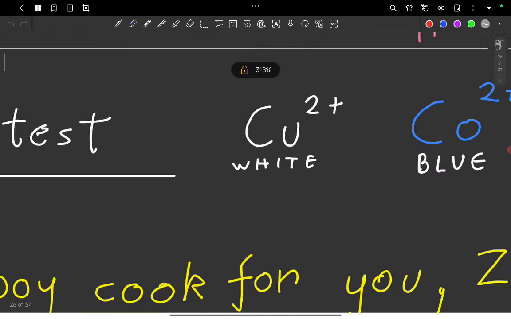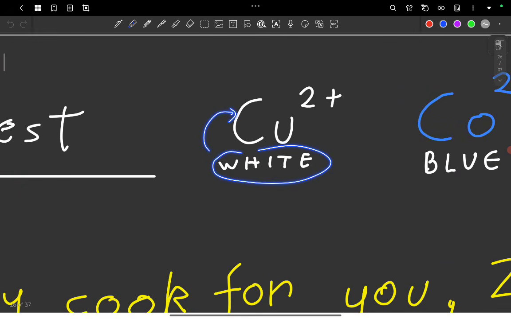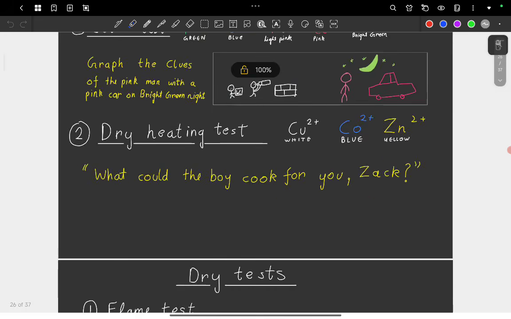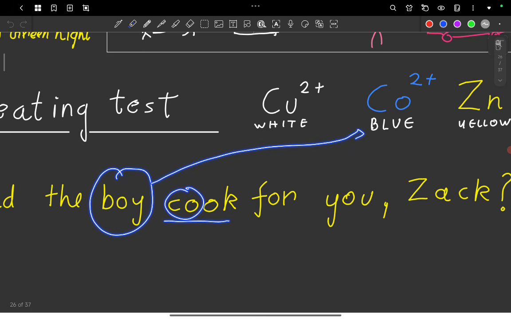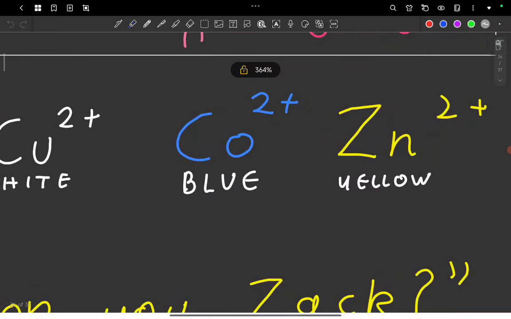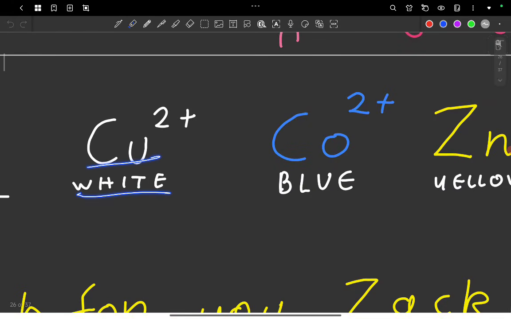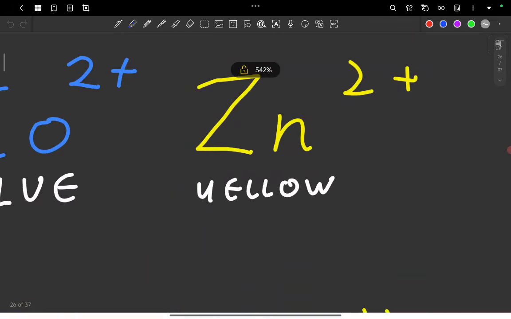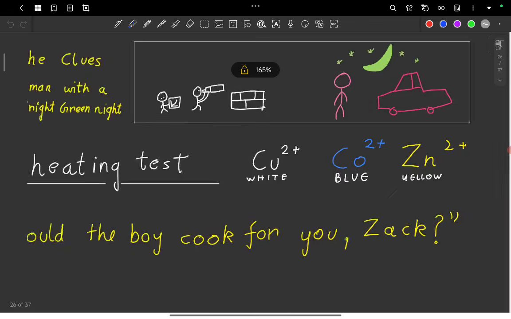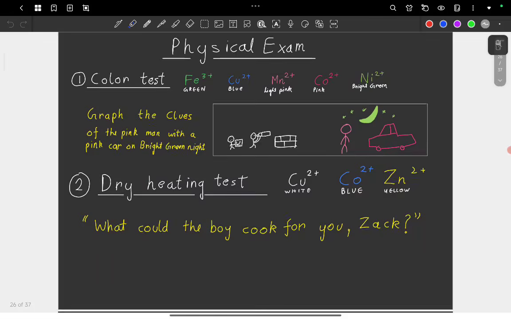What could the white CU? What could the boy cook? Using boy, you have to remember blue, and using cook, you have to remember CO, cobalt. What could the boy cook for you, Zach? Using you, you have to remember yellow. Using Zach, you have to remember zinc. Okay. Now this was it for the physical examination. You can pause it right here and take notes.